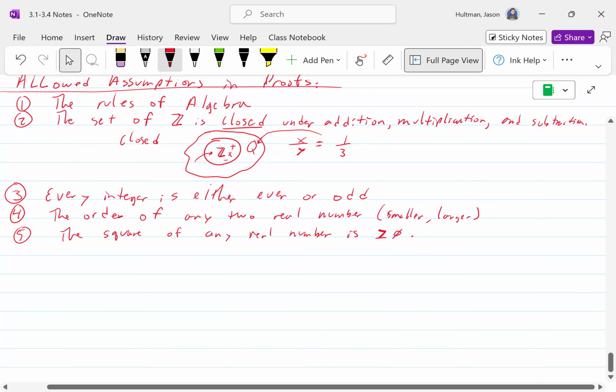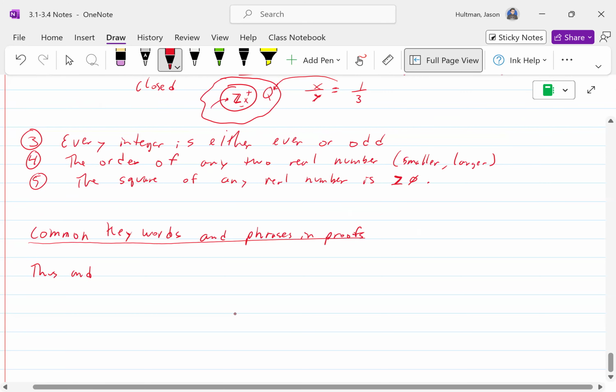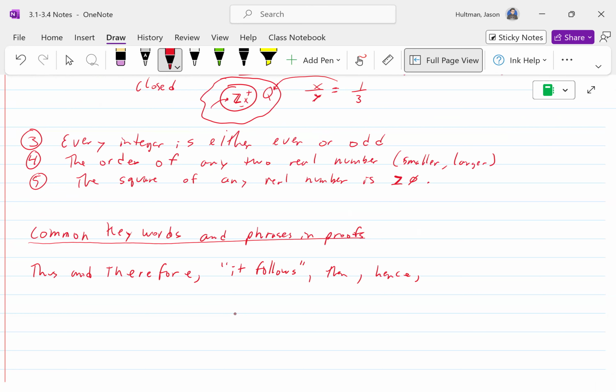So terminology. Let's look at some terminology. Common keywords and phrases in proofs. Okay, common keywords and phrases in proofs. Okay, thus and therefore are used an awful lot. Okay, it follows. Okay, then, hence. Okay, these all mean, okay, we could maybe even say implies.